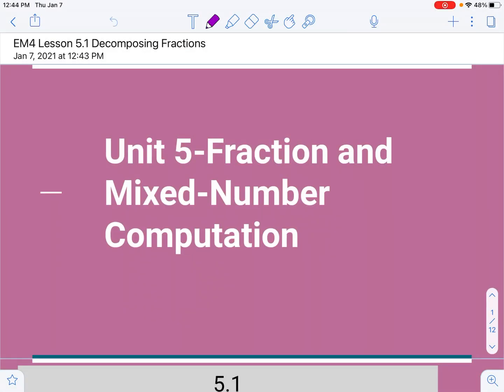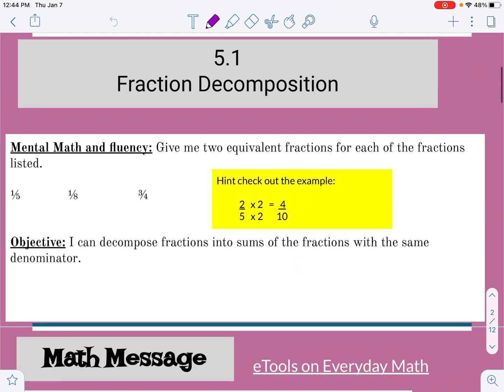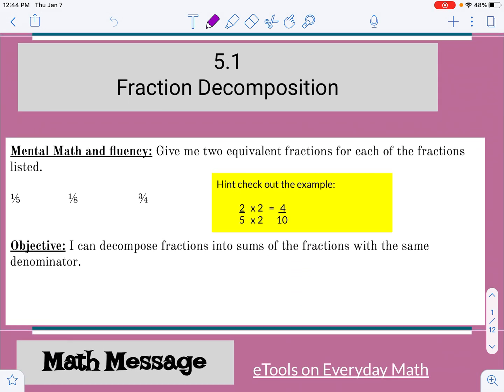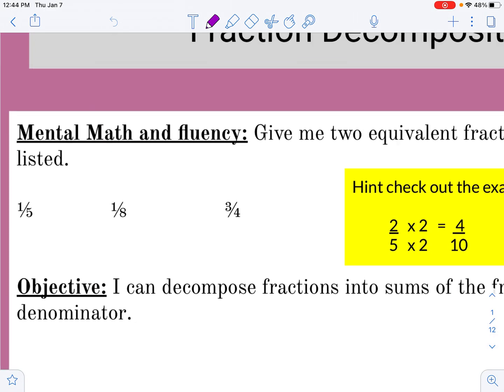All right, mathematicians, the last couple days you had an opportunity to try out a fraction circle tool and do some fraction work to get our brains ready for this unit, Unit 5, which is fraction and mixed number computation. So today's lesson, you've already done a little bit. See if you can figure out what you did in your pictures that matches with what we're doing today, called fraction decomposition.